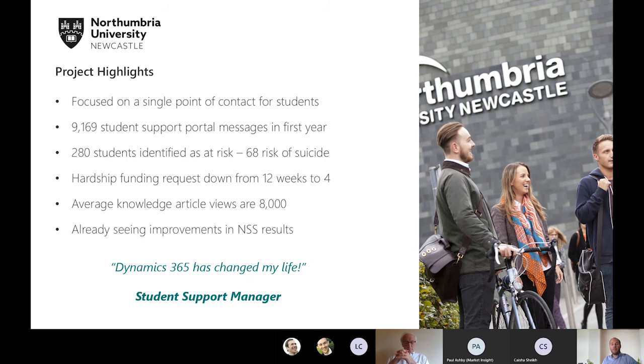Again, really critical, because before this point, there was no place for someone to go and get that information, and they are already seeing improvements as part of NSS results. So back on that ROI stuff, their students are responding to this. And a really simple but lovely quote from a student support manager there, who has literally said Dynamics has changed their life, which is great.